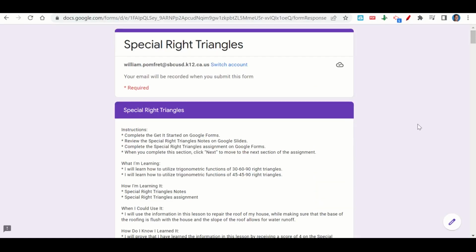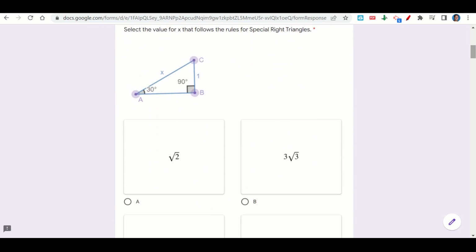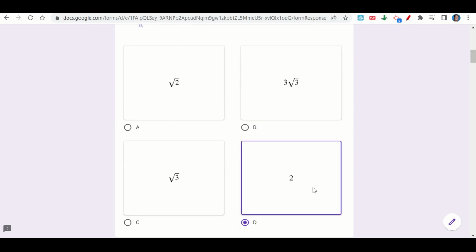Let's take a look now at the special right triangles assignment. The assignment begins with our learning goals and success criteria. If we scroll down, we can see the questions. So we're supposed to find side X here, and we're told that this is a 30-degree angle, this is 90, which means this is 60. So using our rules for 30, 60, 90 triangles, it should be 1, square root of 3, and 2. So this side is 1, this side is square root of 3, and this side is 2. So our answer for X should be 2. So we'll go ahead and find that and mark that as our answer, which is this one here.